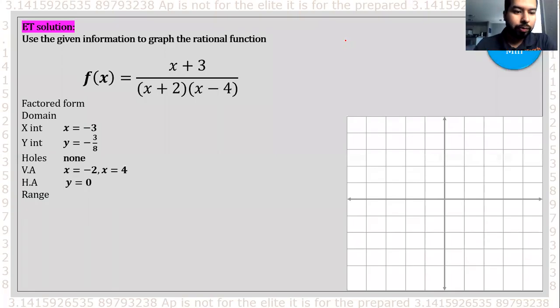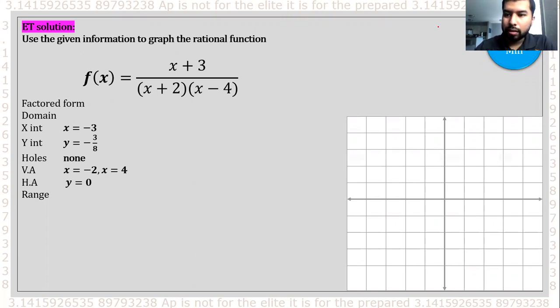Hello everyone. So today I'm going to show the solution for the exit ticket from yesterday. I know it was a little bit difficult for some students, and I'm going to acknowledge that and show some of the steps that I was able to use to find this solution.